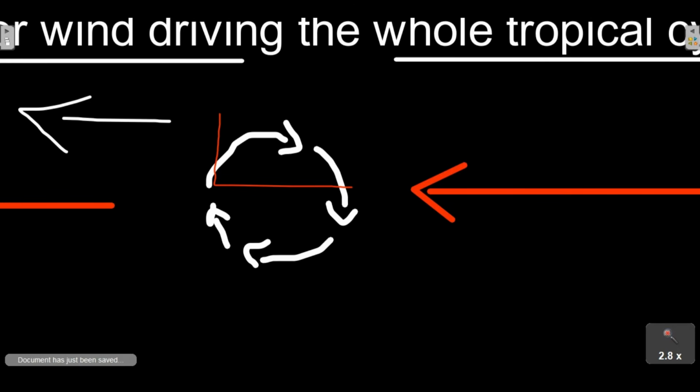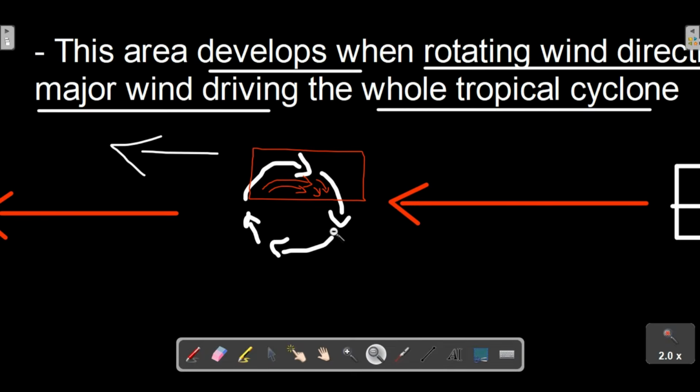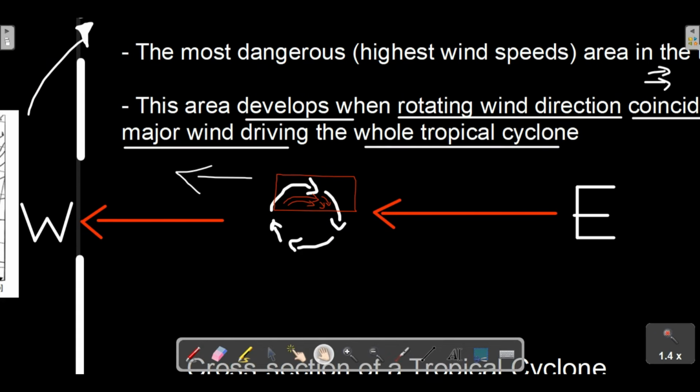let's look at this area. Right over here, you have winds that are moving in this direction, because this is rotating like that. So winds in this region are moving in this direction. Compare these winds with the major winds that are pushing this whole tropical cyclone towards the west. Remember, you also have winds that are pushing the whole tropical cyclone to the west.